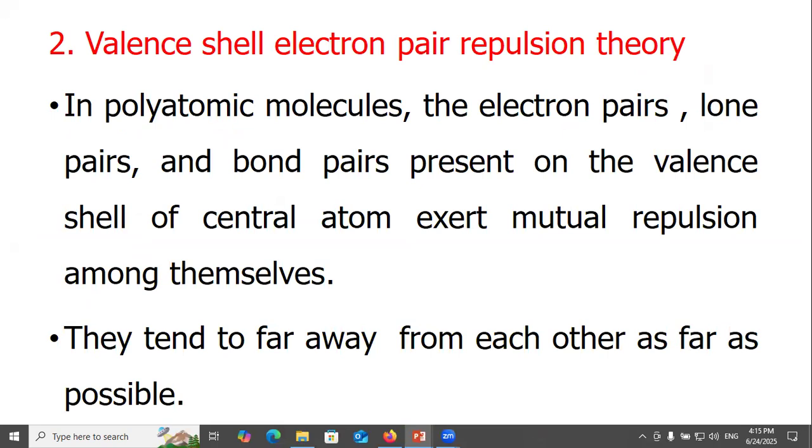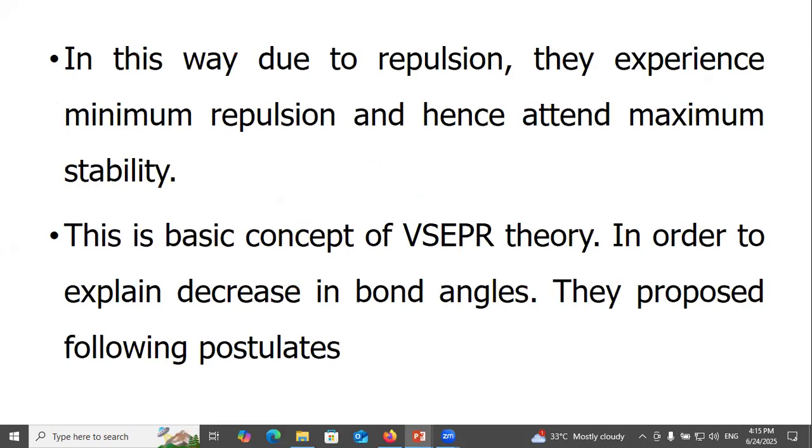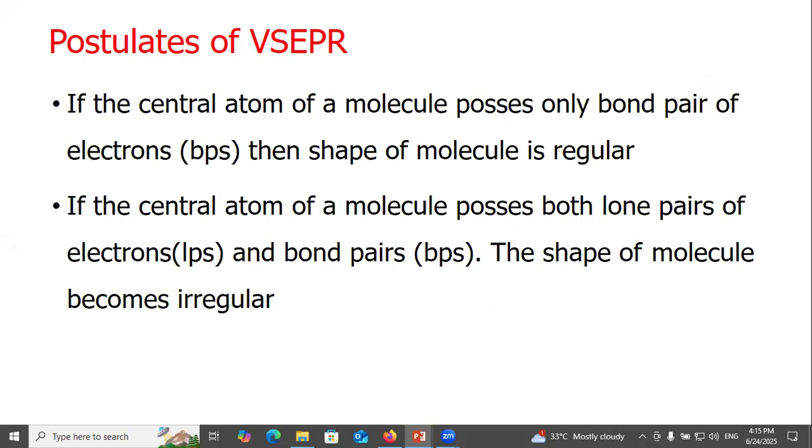Valence shell electron pair repulsion theory. In polyatomic molecules, the electron pairs, lone pairs and bond pairs present on the valence shell of the central atom exert mutual repulsion among themselves. They tend to stay as far away from each other as possible. In this way, due to repulsion, they experience minimum repulsion and hence attain maximum stability. This is the basic concept of VSEPR theory. In order to explain the decrease in the bond angles, they propose the following postulates.